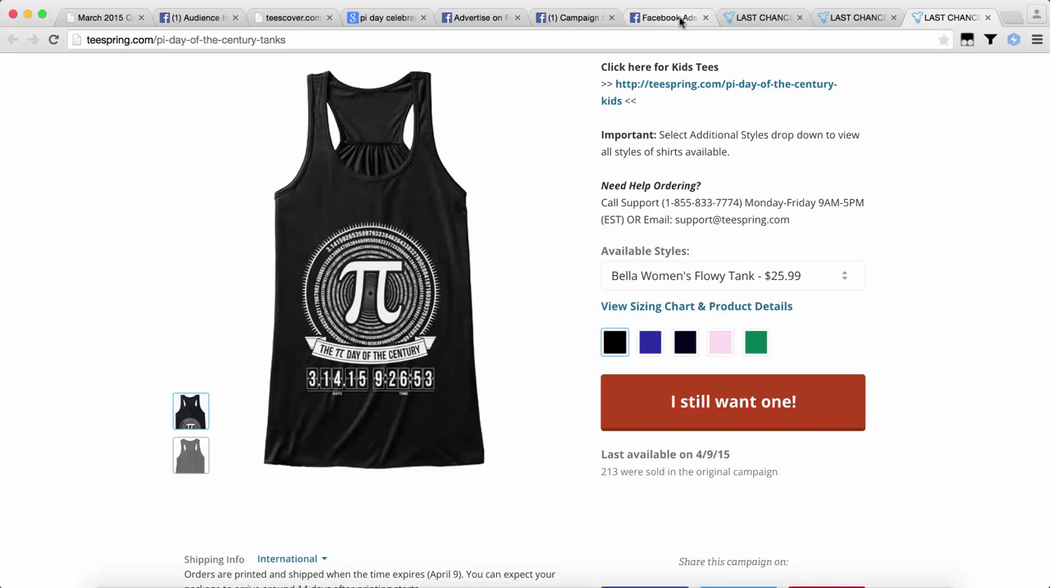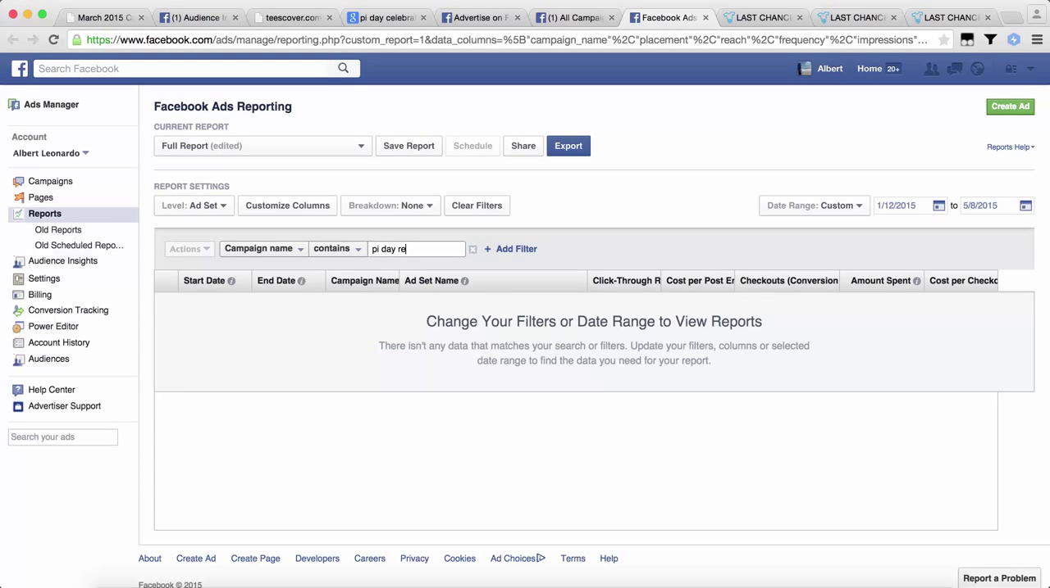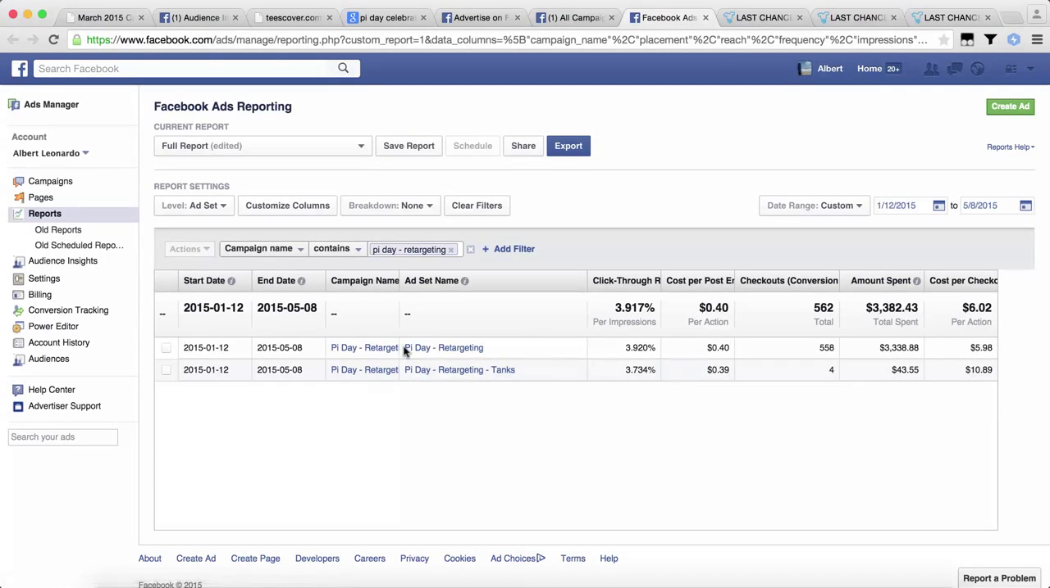Let's look at the Facebook ads report. Pi Day retargeting. Alright, so this is the retargeting for Pi Day main campaign, and this is retargeting for tanks. So the cost per checkout started at around $2 at the beginning and then ended up at $6 at the end of the campaign. Alright, so this is a case study of how I ran my Pi Day campaign.